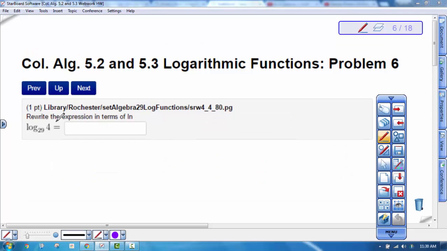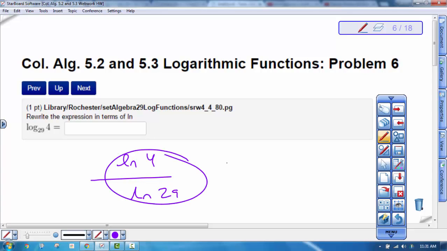Okay, the next question wants us to rewrite our log expression in terms of natural log. Well, the change of base theorem, which is on our formula sheet, says that we can take this log and we can make it log of any base. So we'll make it log base e of 4 over log base e of 29. That's what the change of base theorem says. You can use any base you want, as long as you stay consistent at the top and the bottom. Now, we don't write log base e, we write that as natural log. So I'll change that to natural log. That's what we want to enter right there.